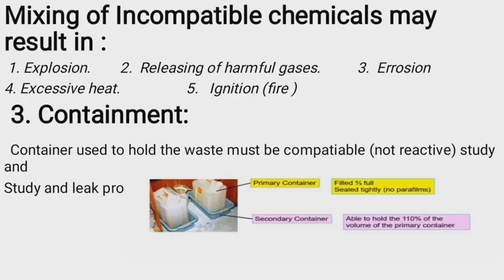And third is the containment. The container used to hold the waste must be compatible, non-reactive, sturdy and leak proof. That is, the primary container is filled 3/4 full and sealed tightly, no parafilm, and a secondary container able to hold 110% of the volume of the primary container.